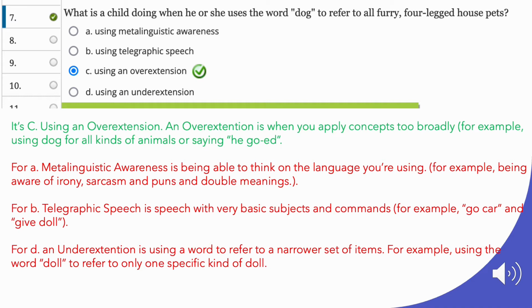For A, metalinguistic awareness is being able to think about the language you're using. For example, being aware of irony, sarcasm, puns and double meanings. For B, telegraphic speech is speech with very basic subjects and commands. For example, "go car" and "give doll." For D, an underextension is using a word to refer to a narrower set of items. For example, using the word doll to refer to only one specific kind of doll.